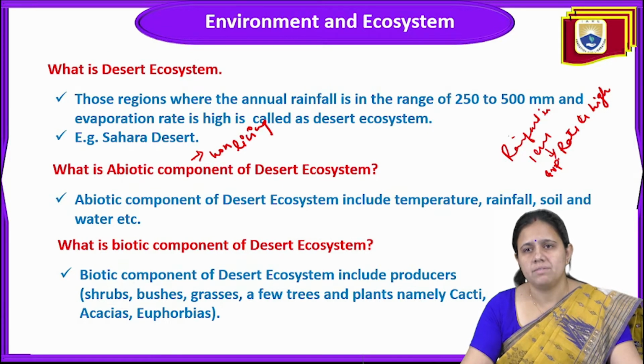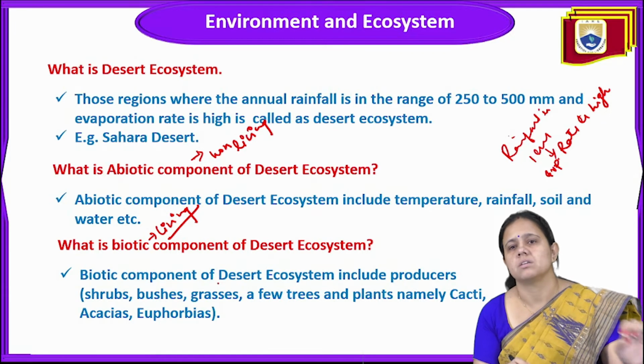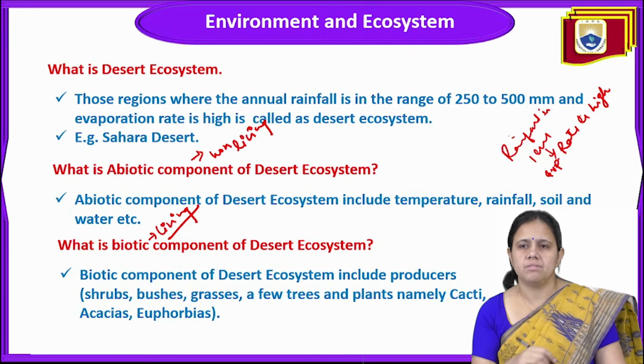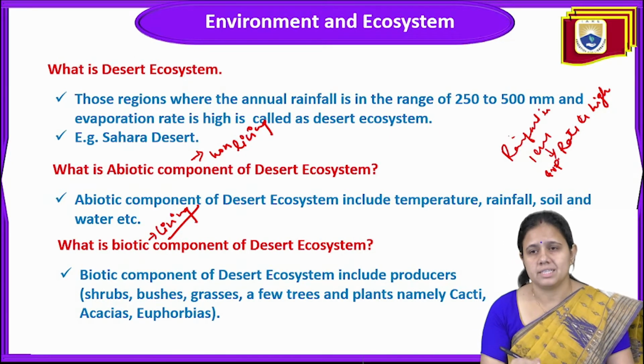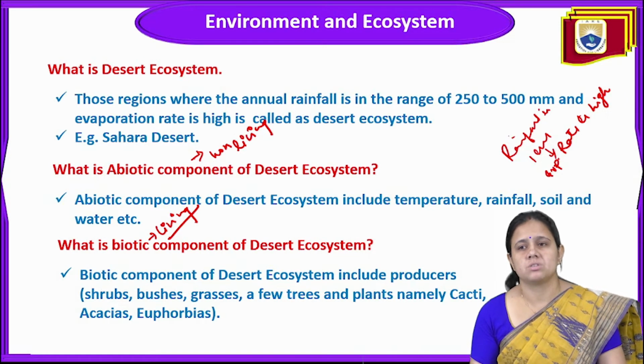These are the non-living or abiotic components of the desert ecosystem. And then the next thing about this desert ecosystem is the biotic component. Biotic component means living component. What are the living organisms that are present in this desert ecosystem? Biotic components means living things, all the living things that will be present in this desert ecosystem. So these are examples of the biotic component of the desert ecosystem.